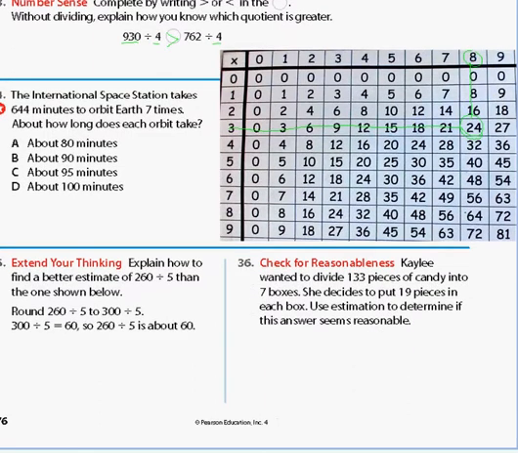So this is obviously going to be greater than. Okay, and I think the last problem we're going to look at is problem 35 right here. I covered it up a little bit. Explain how to find a better estimate of 260 divided by 5 than the one shown below. The example they gave us is 260 divided by 5. What they want to do is round 260 to 300 and divide that by 5. And when they do that, 300 divided by 5 would be 60. So it's saying that 260 divided by 5 is about 60.